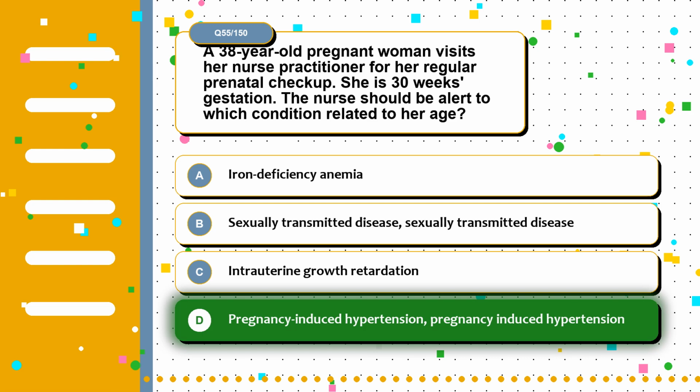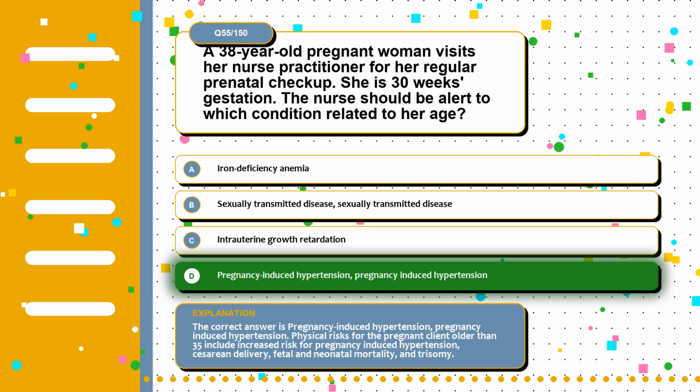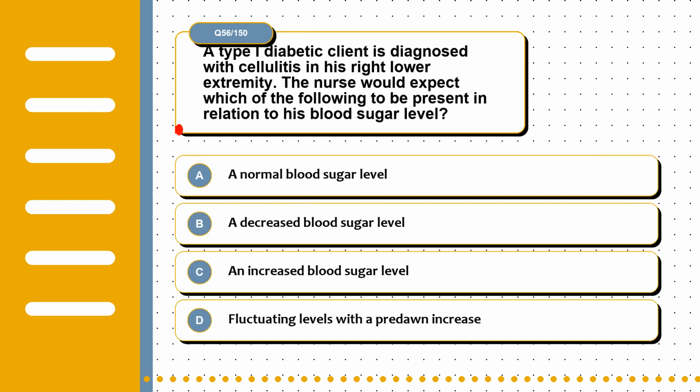The correct answer is option D, pregnancy-induced hypertension. Physical risks for the pregnant client older than 35 include increased risk for pregnancy-induced hypertension, cesarean delivery, fetal and neonatal mortality, and trisomy.